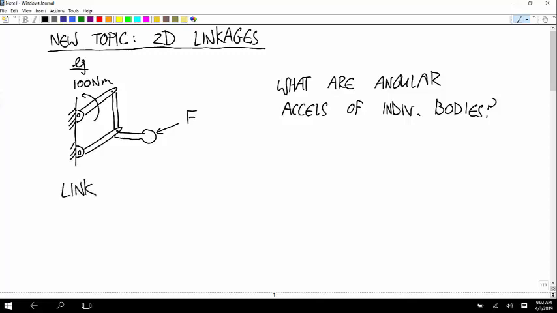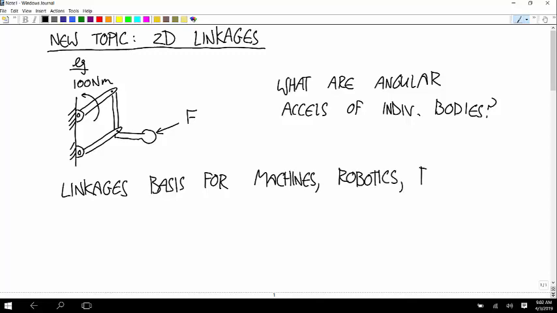And so you might imagine, linkages are the basis for machines, robotics, calculations in biomechanics, and probably a bunch of other stuff. So yeah, this is a super useful topic.